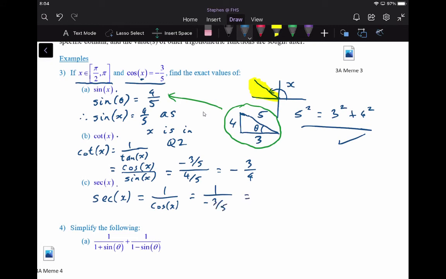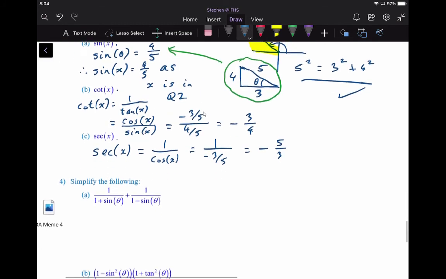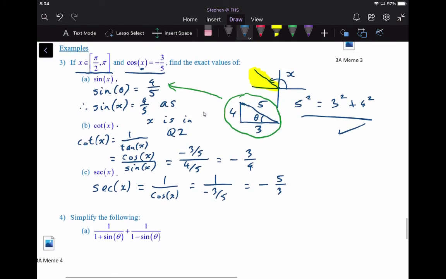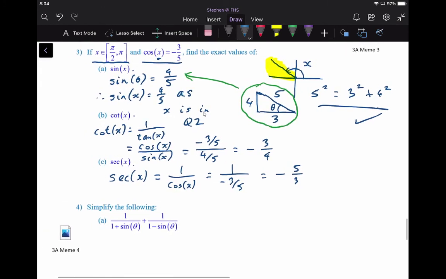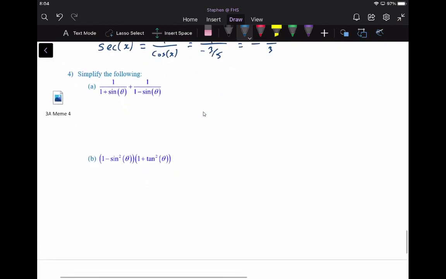So 1 over negative 3 on 5 is just negative 5 on 3. And there we go. Your job is done. Okay, so that brings us to the end of using the Pythagorean identity to swap from one ratio to the other. Now let's go to our very final two questions.